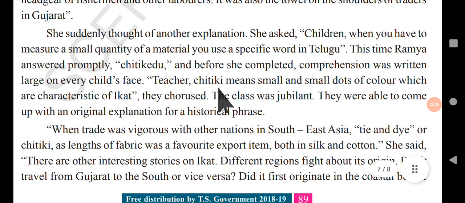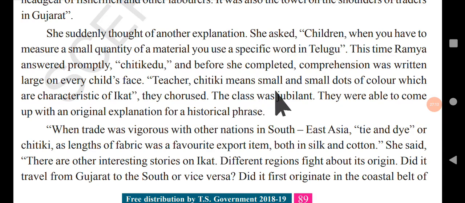Suddenly she thought of another explanation. She asked, children, when you have to measure a small quantity of a material, you use a specific word in Telugu. This time Ramya answered promptly, Chitikedu. And before she completed, comprehension was written large on every child's face. Okay, so immediately she asked a question, when you want to measure a very small measurement in Telugu, what do you call it? Immediately Ramya said, Chitikedu. So everybody was paying so much attention there.